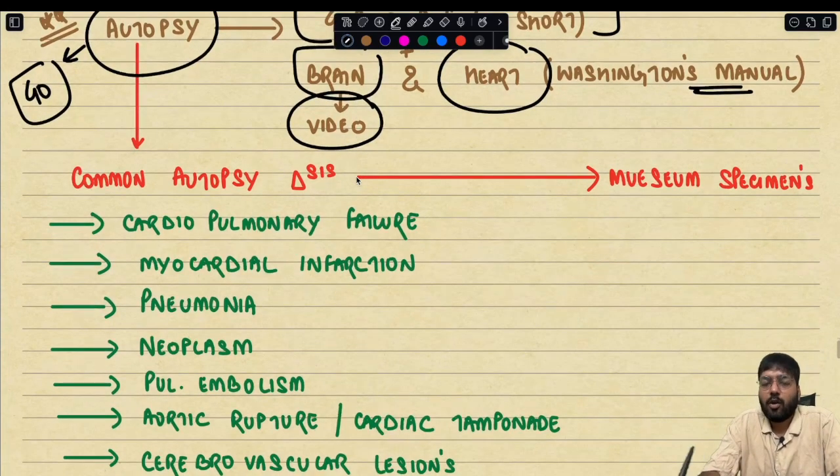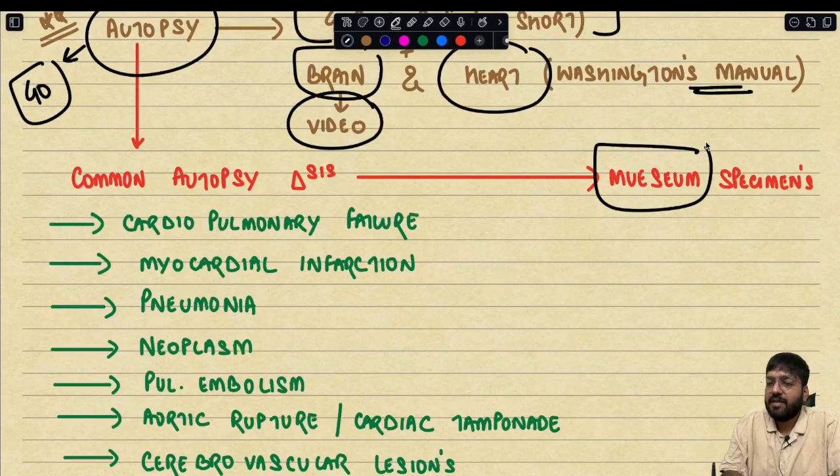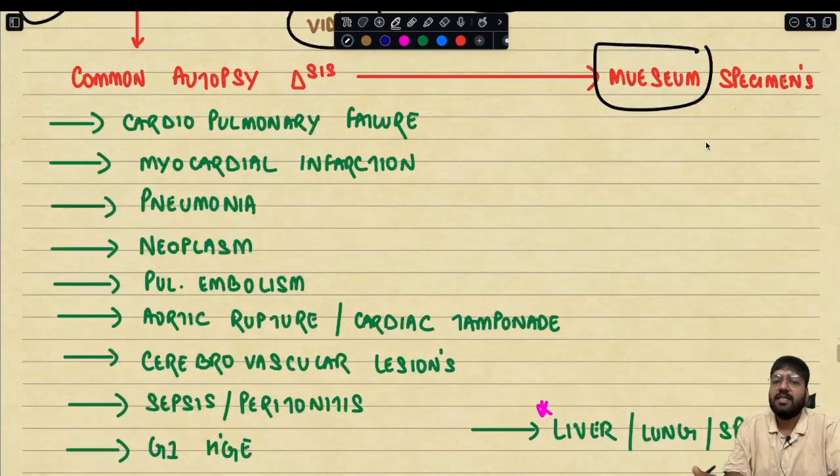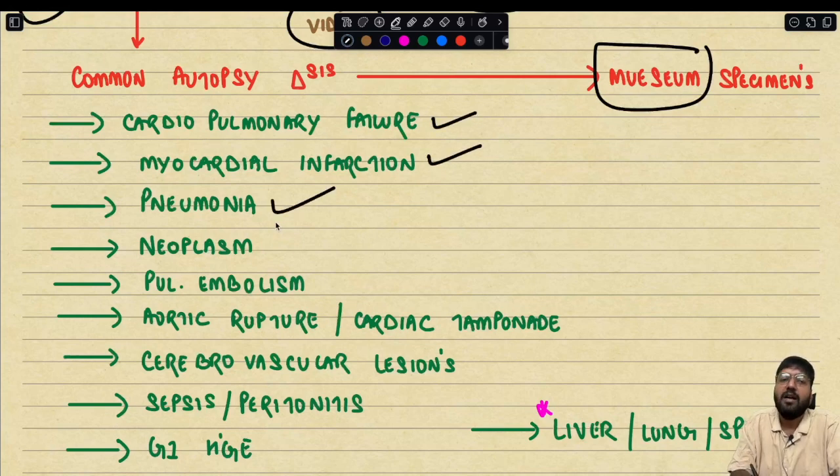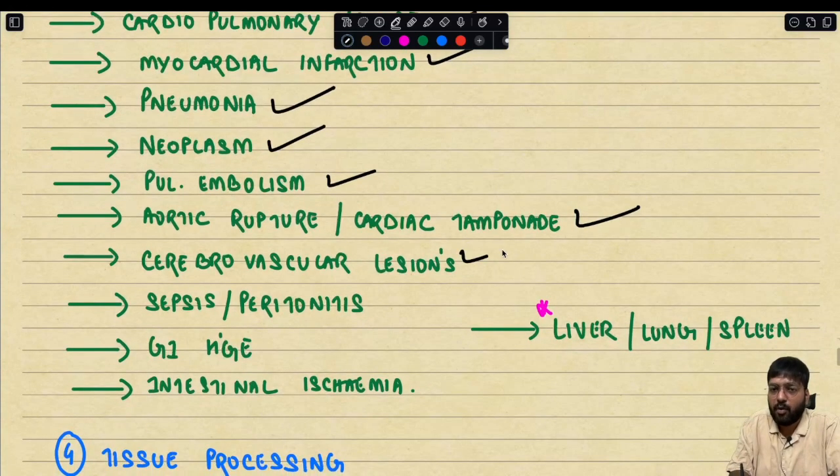Usually the common autopsy diagnoses are the museum specimens that you see in your respective colleges. The important autopsy diagnoses are cardiopulmonary failure, myocardial infarction, pneumonia, any kind of congestion, neoplasm, pulmonary embolism, aortic rupture, cardiac tamponade, cerebrovascular lesion, sepsis, peritonitis, GI hemorrhage, and intestinal ischemia.